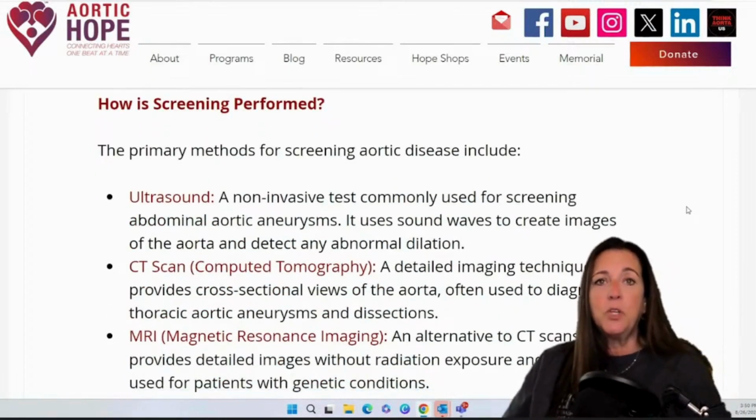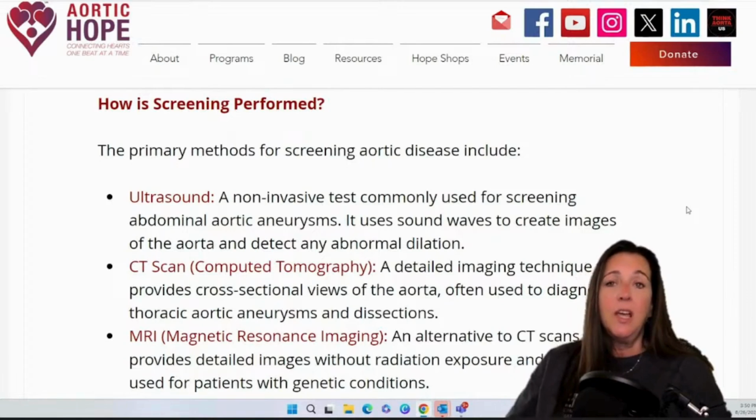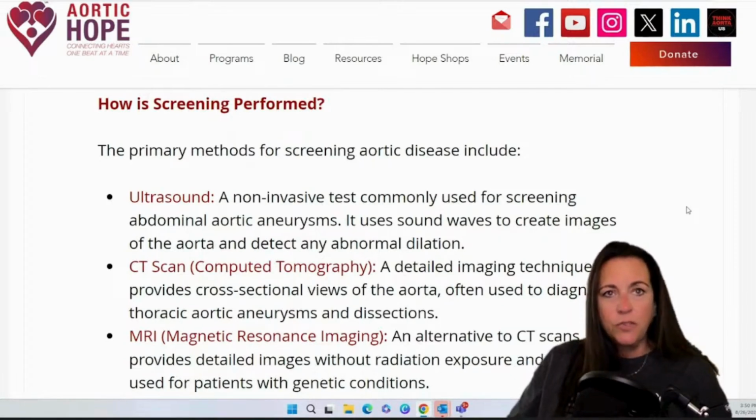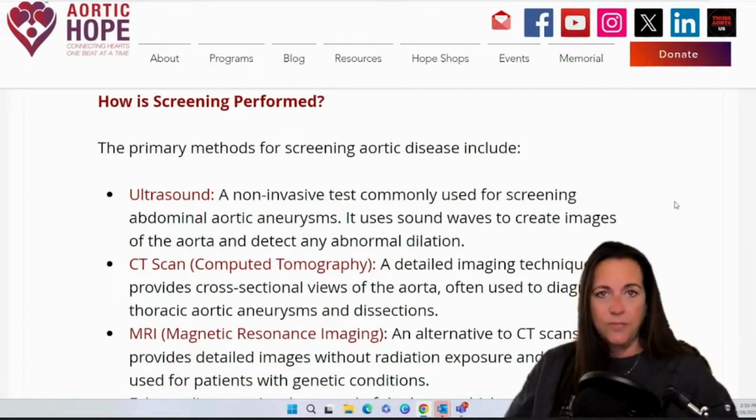CT scan, computed tomography. They're very quick, but they're typically with a dye that some people might be allergic to, but it's a detailed imaging technique that provides cross-sectional views of the aorta that's often used to diagnose thoracic aortic aneurysms and dissections.